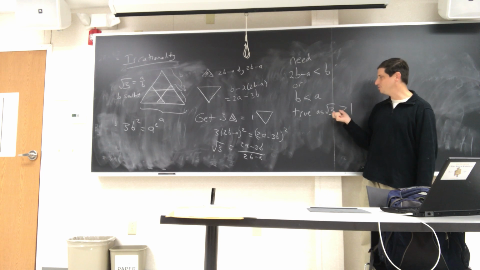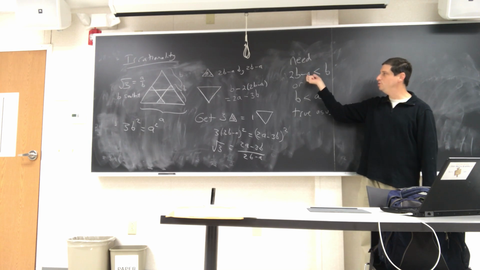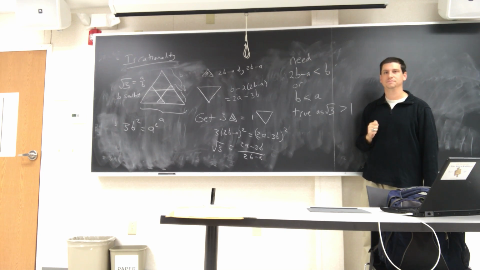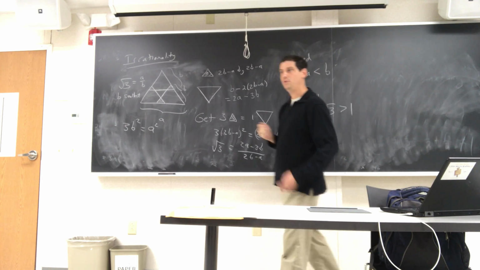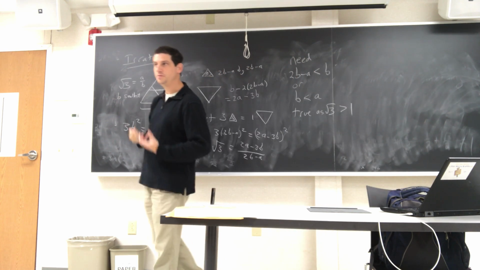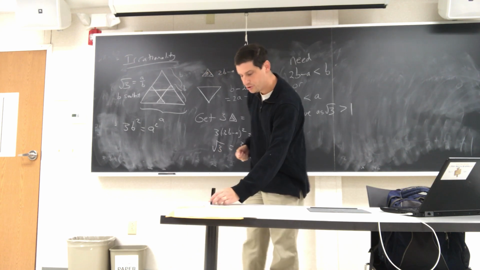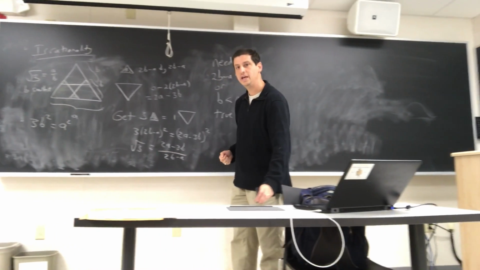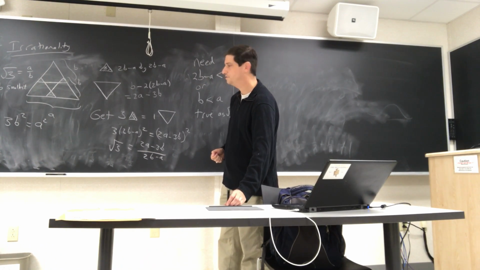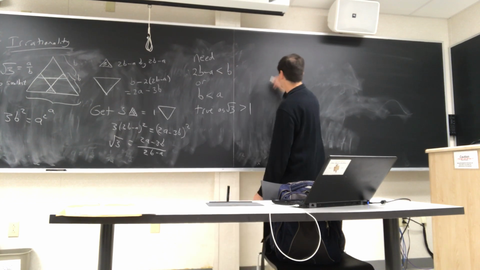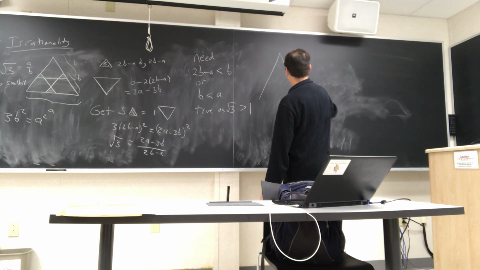So because the square root of 3 is greater than 1, b is less than a, so 2b minus a is less than b. And we now have a contradiction. This is a geometric proof of the irrationality of the square root of 3. You can push this further. You can get the square root of 6. And you can keep getting other numbers.